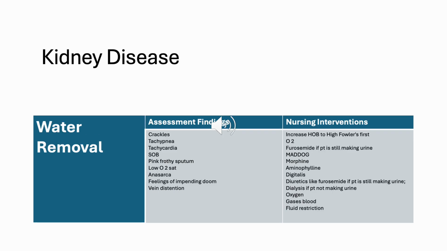W stands for water removal. If the kidney cannot help remove water from the body, your patient is going to have signs and symptoms of fluid overload. And this is very dangerous. And we worry about this the most, okay? So your patient can develop crackles, tachypnea, tachycardia, usually the first sign, shortness of breath, dyspnea on exertion. With pulmonary edema, they can develop pink frothy sputum, low O2 sat, and anasarca. That means all over body edema.